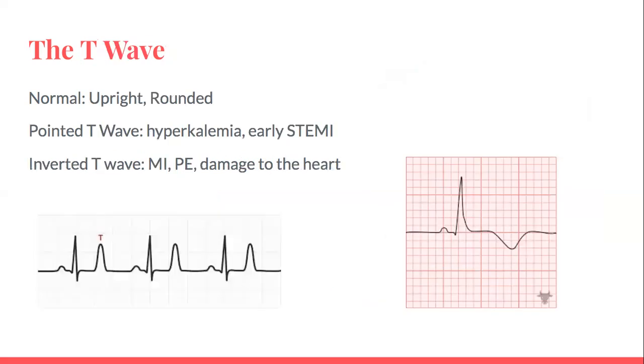Then we have our T wave. As I mentioned, a normal T wave is upright and rounded. Some abnormal T waves could be a pointed T wave, which would look like this strip here on the left. And a pointed T wave can mean hyperkalemia, or it can be a very early sign of a STEMI. And then an inverted T wave is when the T wave is upside down, as you can see in this right strip. And that could be an indication of a myocardial infarction, a pulmonary embolism, or damage to the heart.